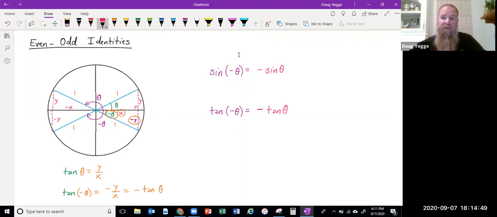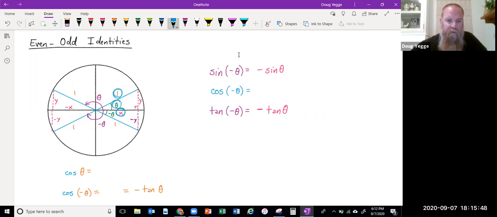So it's possible that you're starting to look at these and you're saying, well, that must mean that if I ever see a negative inside of an angle, then I might as well just pull it out front. Well, not so fast. Let's go ahead and take a look at cosine of theta. Cosine of theta is going to be equal to the adjacent over hypotenuse. Or in other words, cosine of theta is obviously just x.